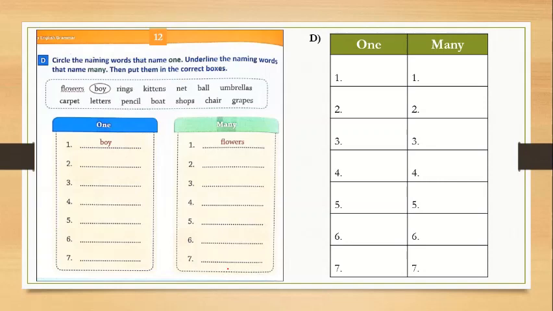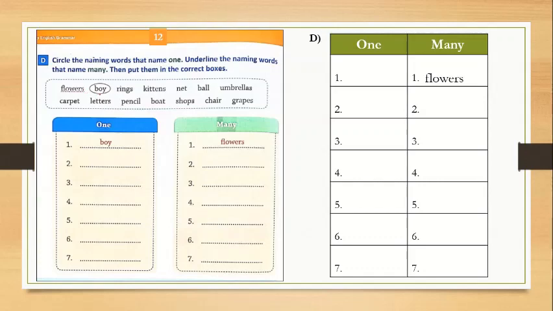The first two examples are already done. Let's have a look at those examples. The first word is flowers. We see letter S at the end of the word flowers. So flowers is a naming word for many. So we underline it and we write flowers below many.